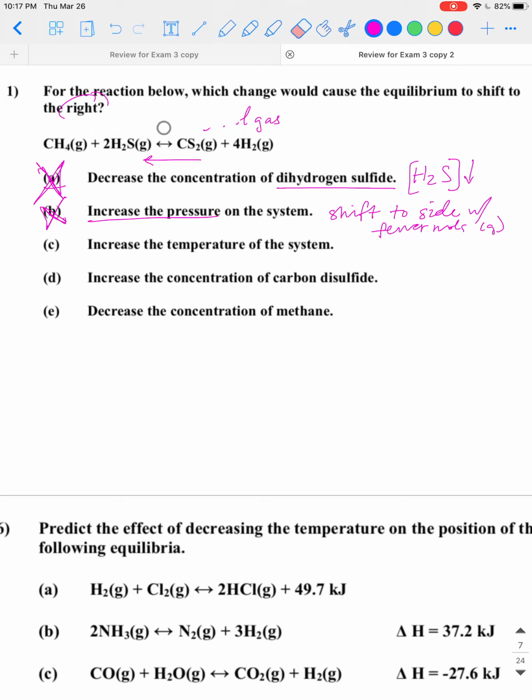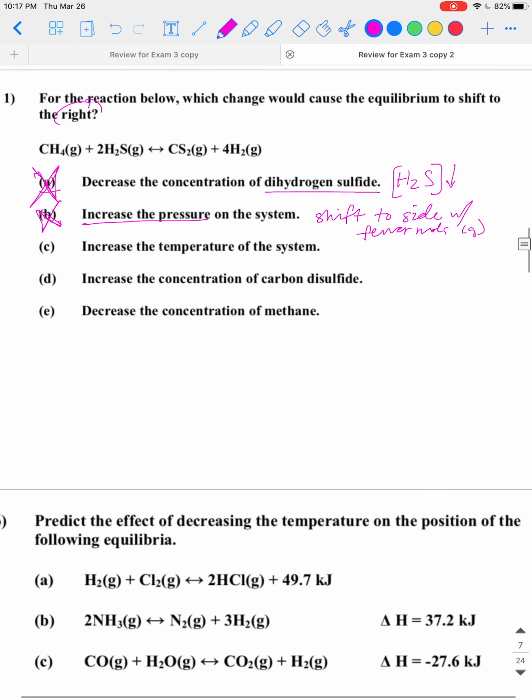Okay, let me erase so I have more room up here for scenario C. On C we're going to increase the temperature of the system, and I don't think we have enough information to do this one. We need to know if this is endothermic or exothermic. So we actually don't know. We can't do C because we aren't told anything about delta H and whether heat is a reactant or product, and we would need to know that. So we can't do C.